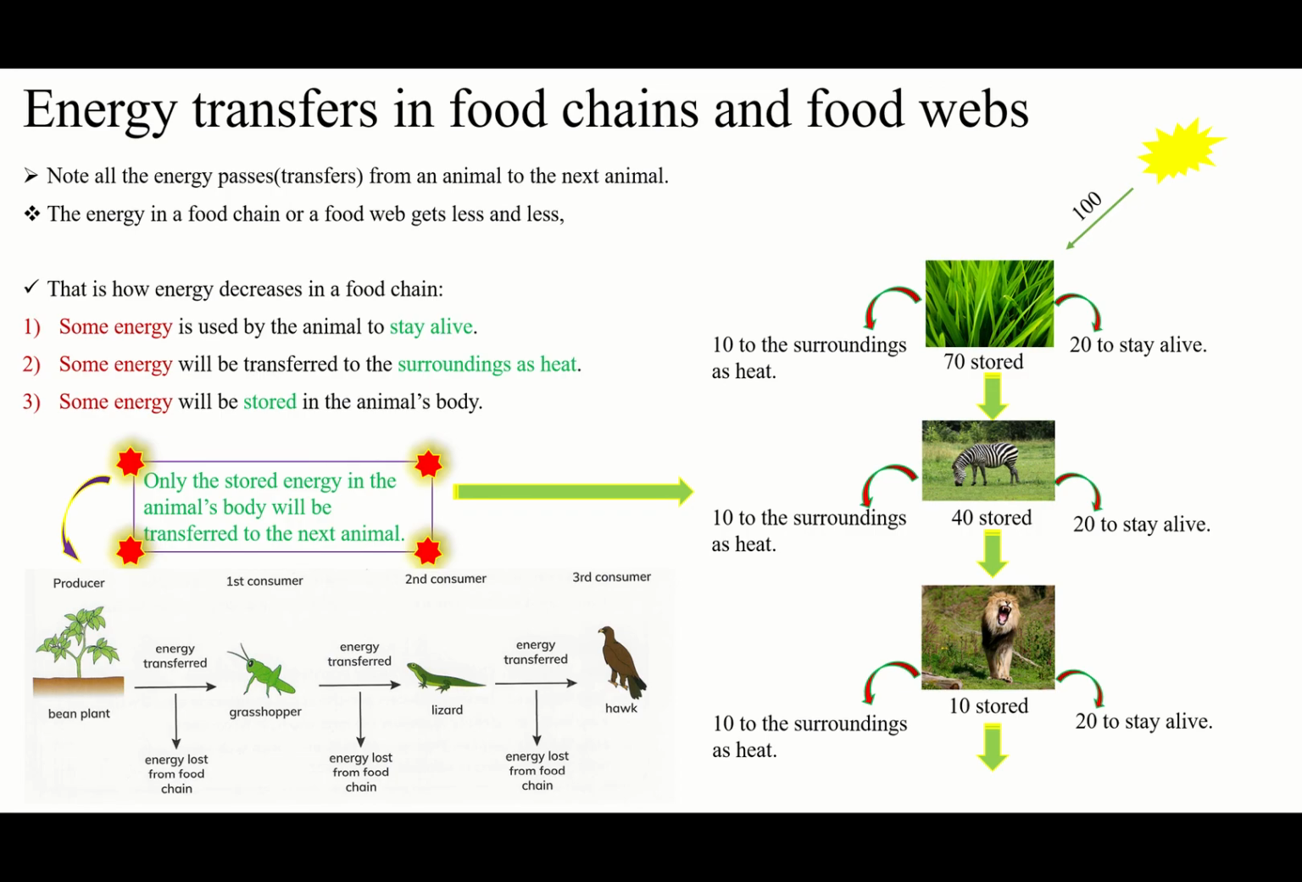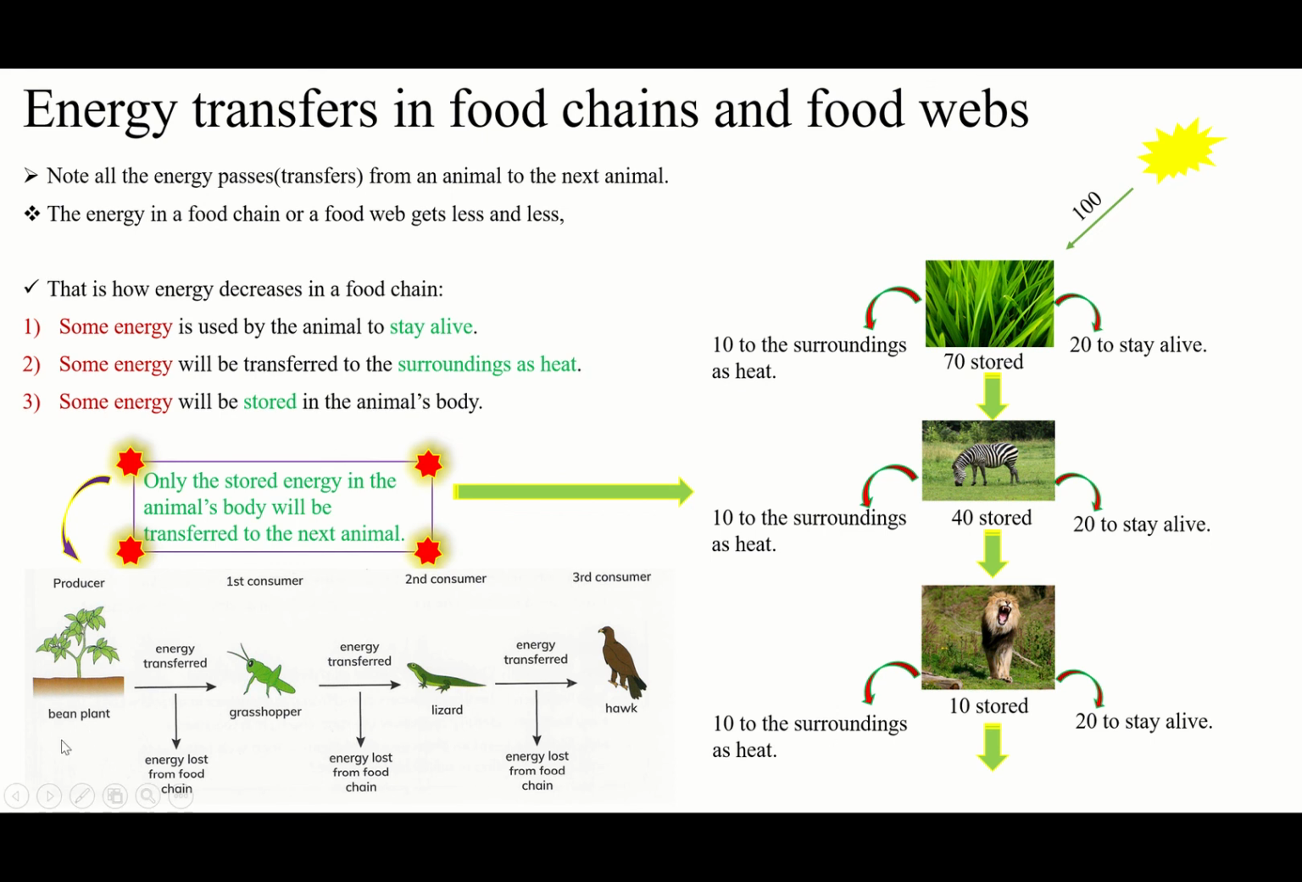Of course, the grass needs energy to stay alive. Of course, it needs energy to make heat, to the surrounding. The zebra also needs energy to stay alive. It will also release energy to the surroundings as heat. It means, of course, some must be lost. Some will transfer to the next.